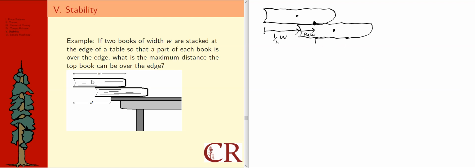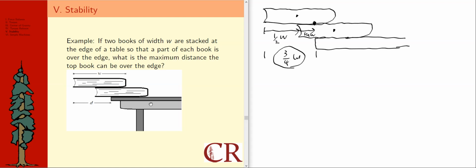Oops, that wasn't very good for a table. Maybe a very stylized table. But that's where it could be sitting on that table. I'm not going to draw the rest of it. So if I look at that total distance D between here and here, I've got 1/2 W plus 1/4 W, which is 3/4 W. So that's my answer right there, 3/4 W. We can go ahead and check that now and see that it is correct.